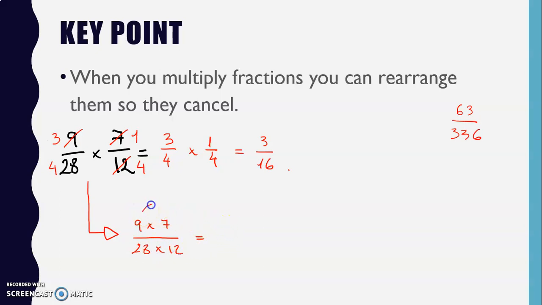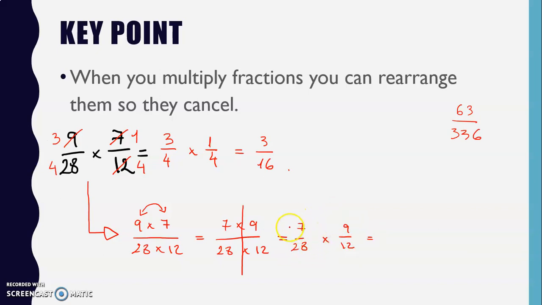Now, if you remember, multiplication is commutative. That means 9 times 7 or 7 times 9, it's exactly the same thing. So I can rewrite this as 7 times 9 over 28 times 12, which is the same as, and now I'm going to split it in two fractions. So going back to this format here, this is the same as 7 over 28 times 9 over 12, okay?